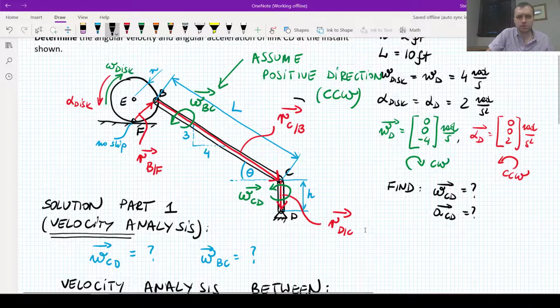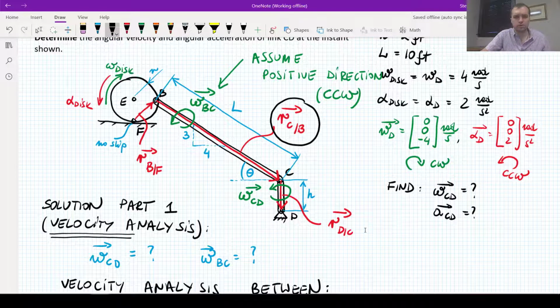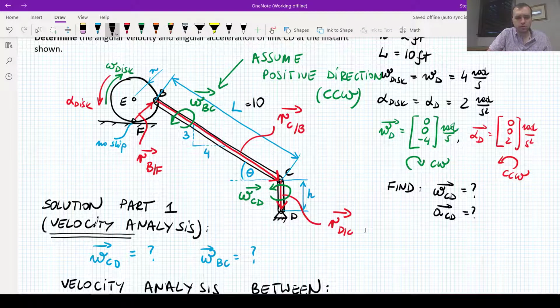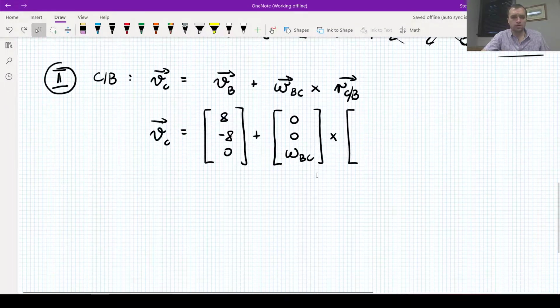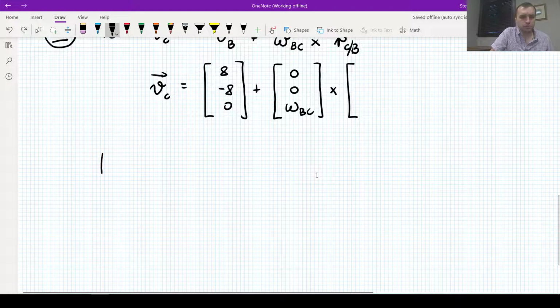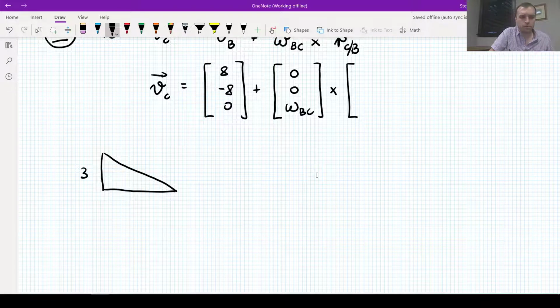Okay, RCB is this long vector. And they told us that L is equal to 10. This is 10. And we also know the slope of this rod. So I think that the fastest way to figure out the components of this vector is the following. I think that you remember this Pythagorean triangle, yes? Triangle 3, 4, 5, yes?